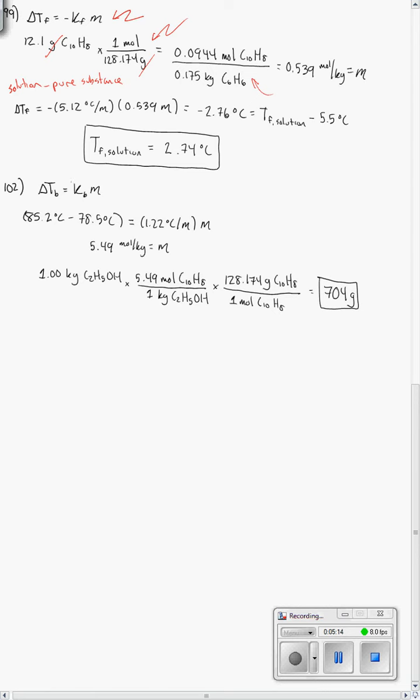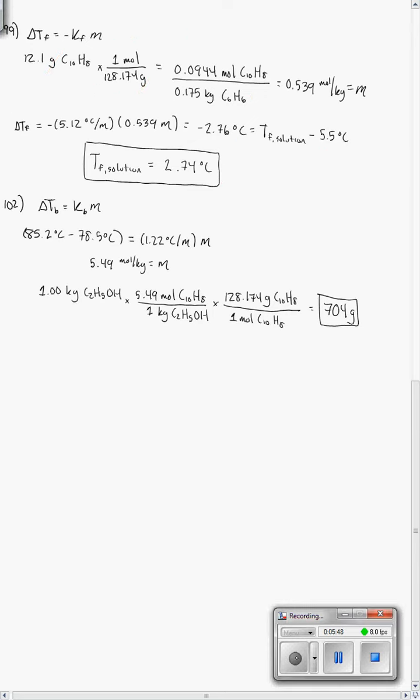If we plug in our constant that we looked up in the table and our molality that we solved for earlier, it gives us a delta TF of negative 2.76 degrees Celsius. That means that our new freezing point is going to be 2.76 degrees Celsius colder than our initial freezing point. Table 14.6 also tells us that the initial freezing point is 5.5 degrees Celsius. If we plug that in and say that our delta TF equals our TF of our solution minus our initial TF, you'll yield that our new freezing point is 2.74 degrees Celsius.